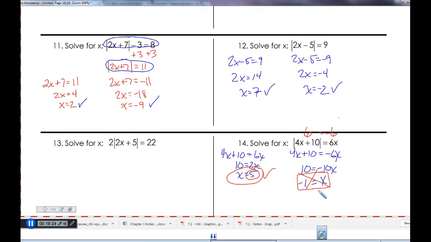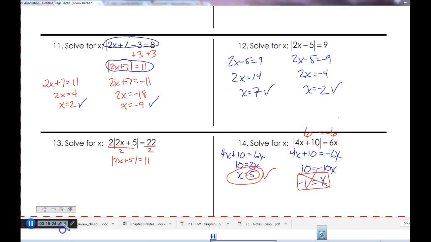Let's pop over to number 13. I saved 13 for last simply because it was a little different. It's very similar to number 11, but instead of having something added or subtracted, we have something multiplied times the absolute value. So what do you think our first step is? Hopefully you all said divide by 2. That's what I'm going to do. I'm going to divide that side by 2 and that side by 2. So now I can divide out. The 2 goes away, and I have the absolute value of 2x plus 5 equals positive 11.